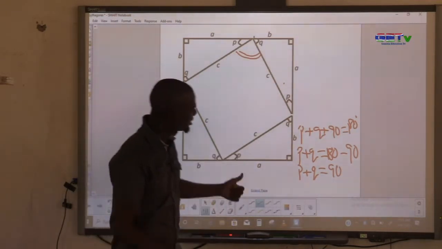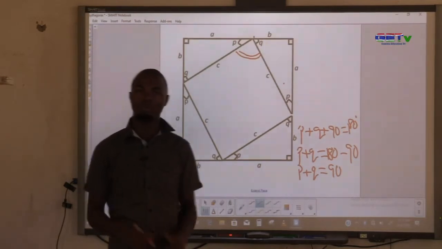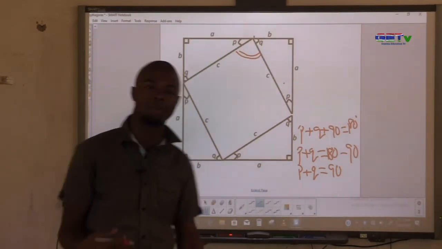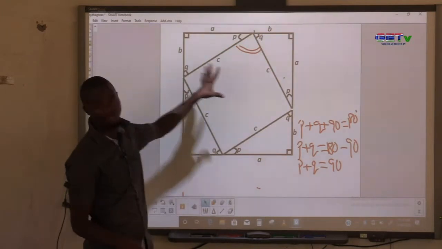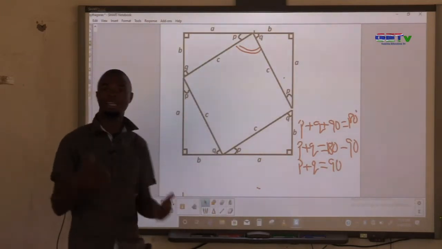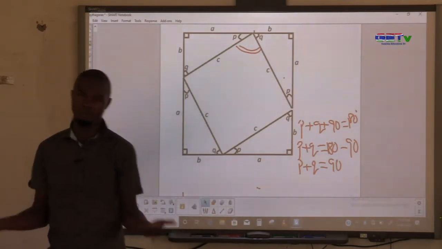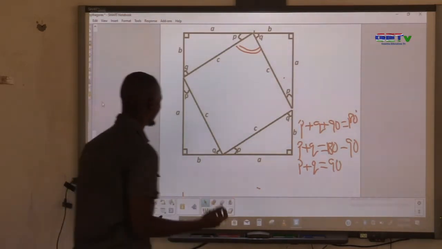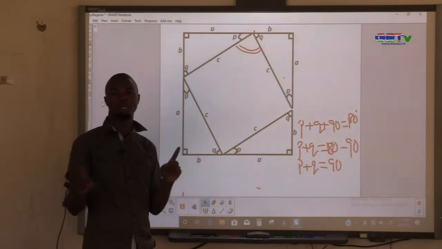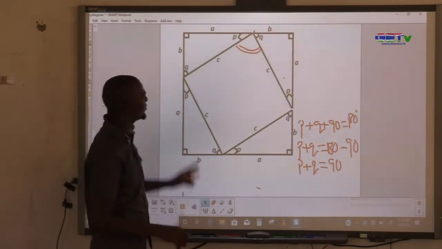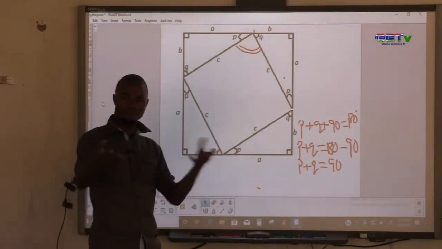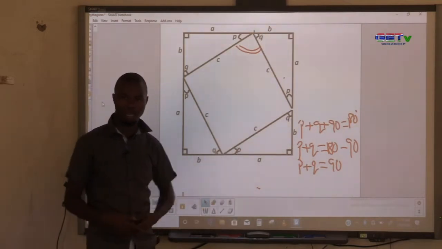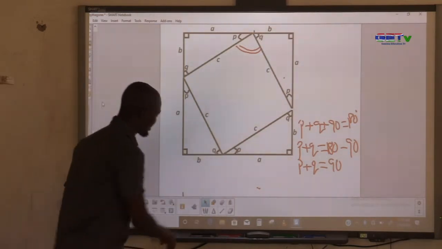Now, how do we still get the formula? We are still trying to get the formula of the Pythagoras theorem. We have this square here. We will find the area of this square in different ways to prove the Pythagoras theorem: the hypotenuse square is equal to the sum of the squares of the other two sides. Now, look at the square we have here. You were there when I was dragging the object to form the square.